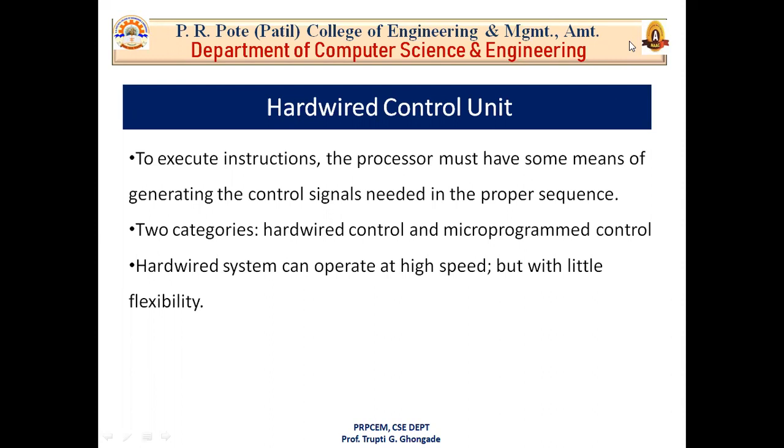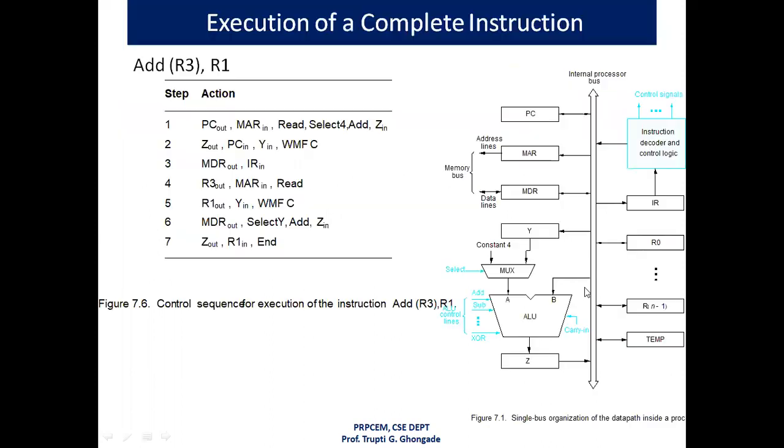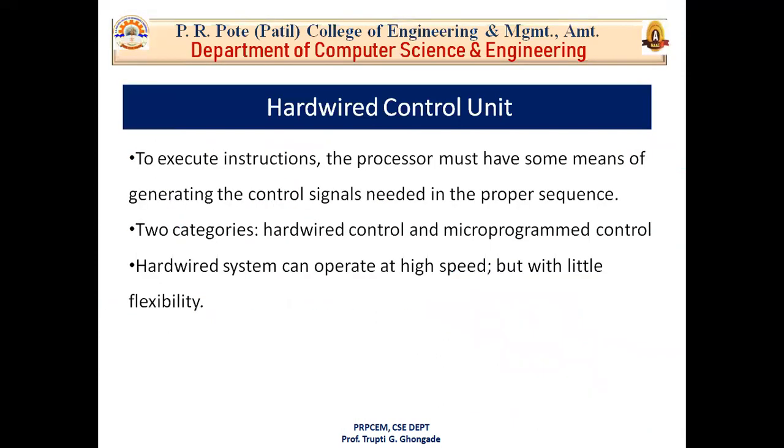In the previous lecture, we have also seen the instruction decoder and control logic. This instruction decoder and control logic is responsible for generating control signals here. Without control signals, we can't execute an instruction. We can't perform operations like addition, subtraction, division, multiplication, or transferring data from one register to another register. To perform each of these actions, there must be some sequence of control signals, and these control signals must be in the proper sequence.